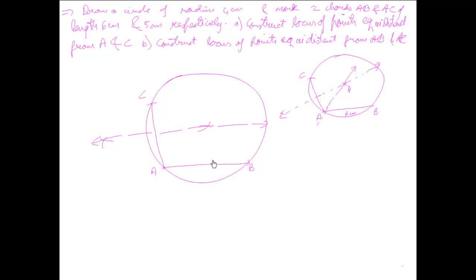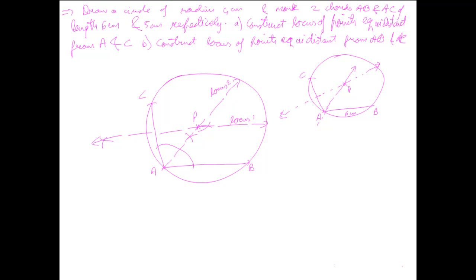Now children, the locus of points equidistant from AB and AC is the angle bisector. So we'll mark the arc, and then from here we'll cut, and then from here we'll cut and draw the angle bisector. Once we get the angle bisector, children, this is locus 1, this is locus 2, and this is the point P of intersection of both of these.